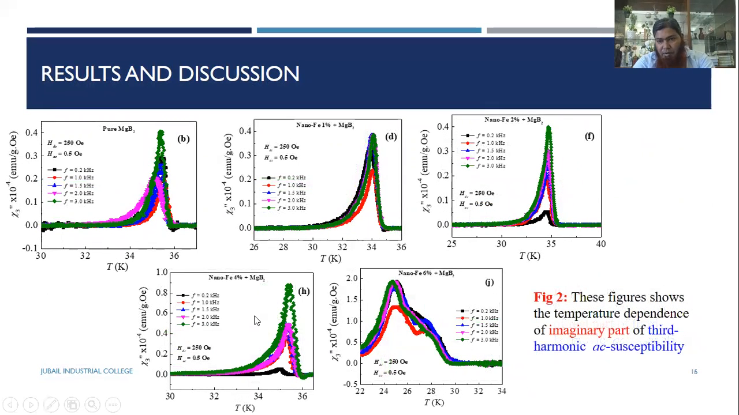And these are the imaginary part of the third harmonic AC susceptibility. It also had some large peaks at certain temperatures in pure MgB2, in 1%, 2%, and the 6% behavior is totally different. We have taken the DC field up to 250 Oersted and AC field 0.5 Oersted. These are the results for all harmonics, the first harmonic and third harmonic.